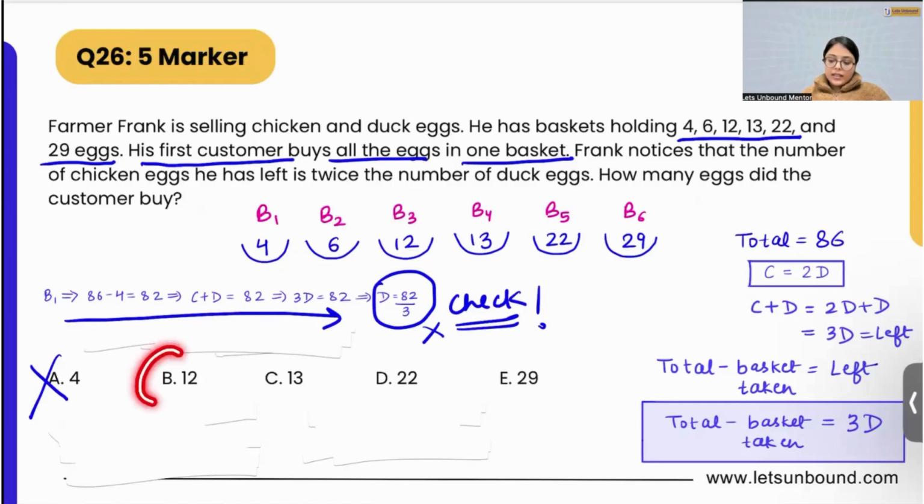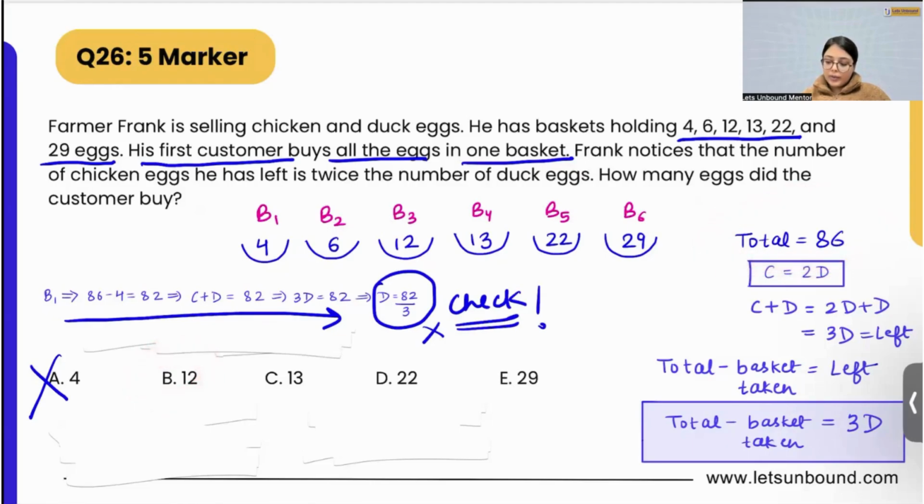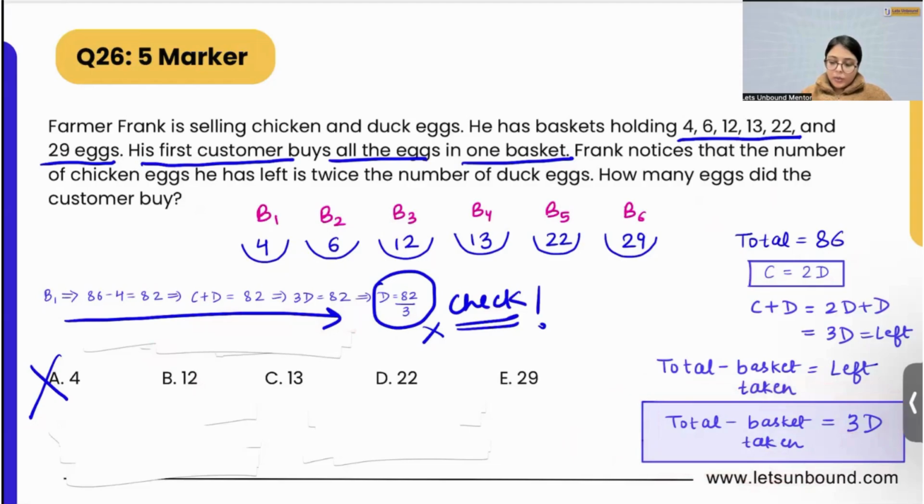So the second basket is 12. Just subtract it from the total number, and whatever answer you are getting, check whether it is divisible by 3 or not. Just divide that by 3, because ultimately in the calculation, you're going to get a 3 in the denominator, right? From this general formula on the right side. Okay, so let's just check quickly for the rest of them.